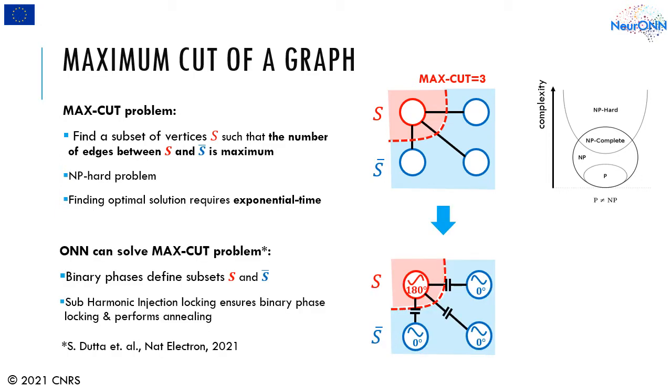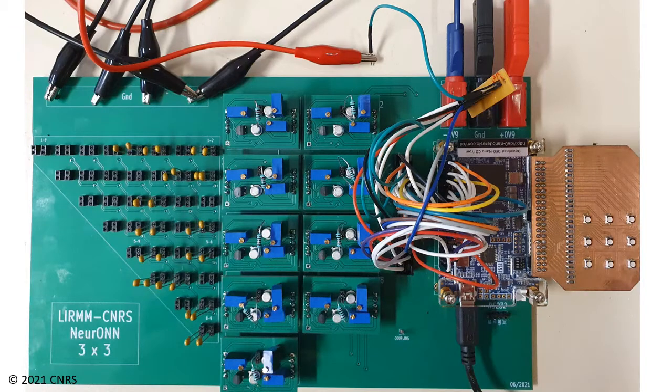By mapping vertices to oscillators and edges to capacitors, ONN can solve the max cut problem. We use subharmonic injection locking to obtain binary phases and to anneal the system to escape local energy minima and find an optimal solution. We use our ONN on PCB as a proof of concept to solve the max cut problem.